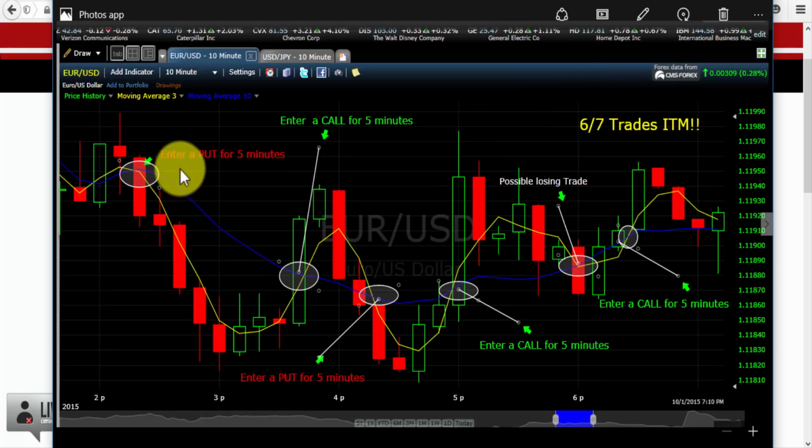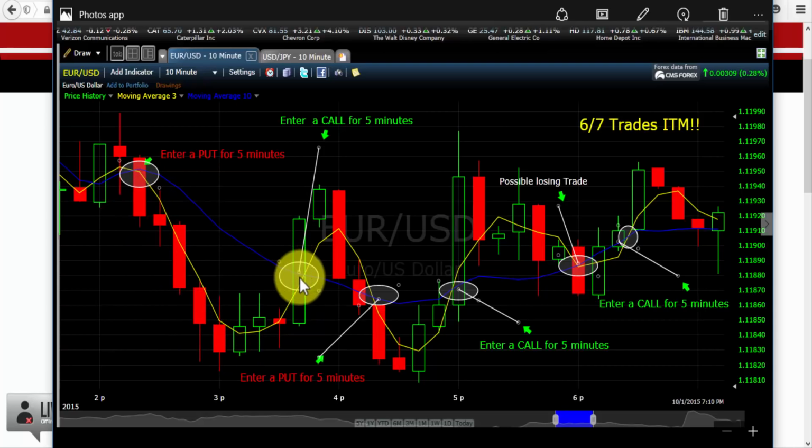Now I just want to explain to you again what it should look like when you have everything set up correctly. When the yellow line crosses the blue line in a downward position, I place a put for a 5-minute trade. Now as you can see here, because each candle represents 5-minute time intervals, I was deep in the money for quite a while. But remember, you only want to do 5 to 10-minute trades max.